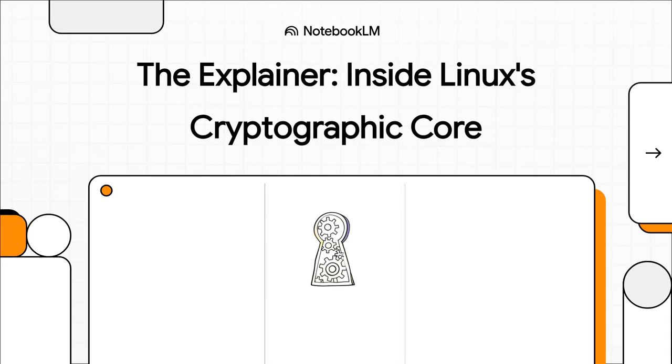You know, the Linux kernel, it's the engine behind pretty much our entire digital world, powering everything from our Android phones all the way up to the cloud. But deep inside that engine, there's this hidden cryptographic core, a super complex set of locks and keys that keeps everything safe and secure. So today we're going to pull back the curtain and see how it really works.